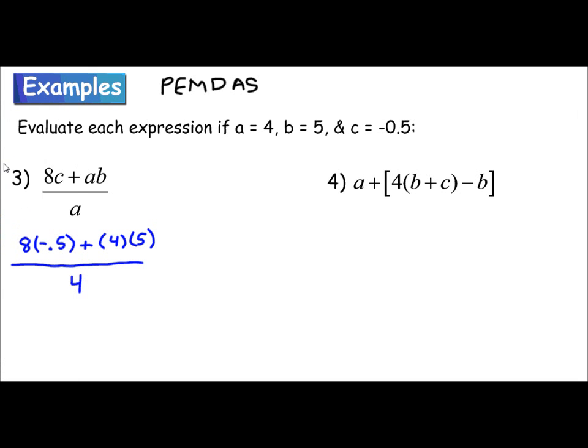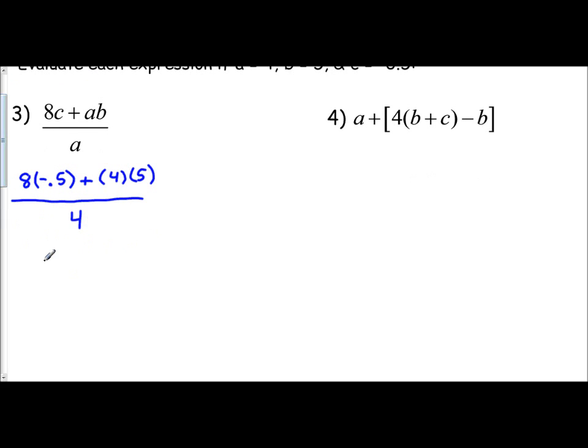So if I simplify my top now, before I go any further, what I want to do is do 8 times negative 0.5, which is negative 4. 5 and 4 multiply together give me 20. And then I'm dividing that by 4. Now you don't worry about the division. The nice part about dealing with a fraction like this is you simplify the top before you worry about the bottom. So negative 4 plus 20 is a positive 16. So really I have 16 over 4, which 16 divided by 4 is 4. And so then that is my answer.